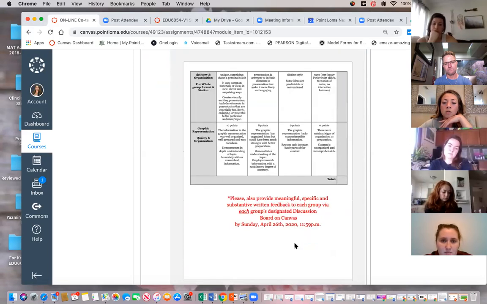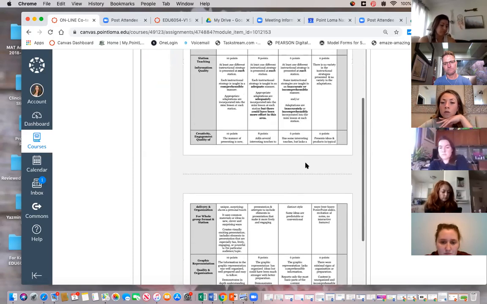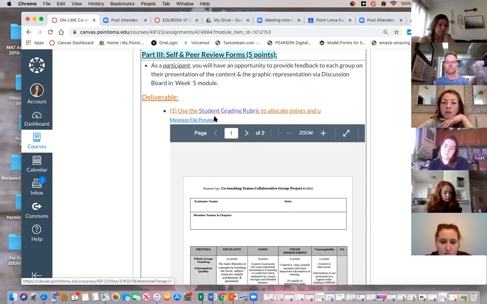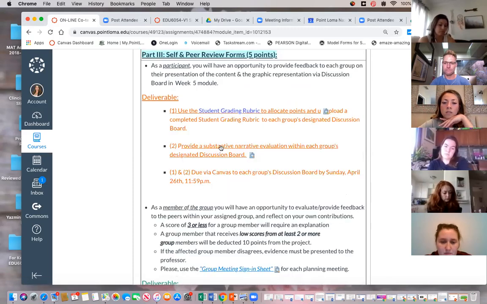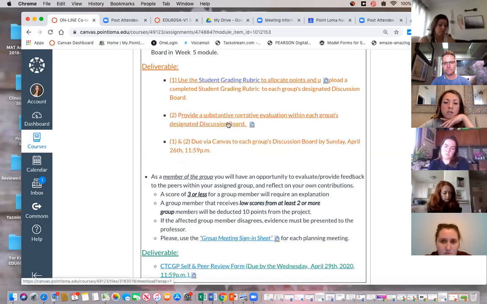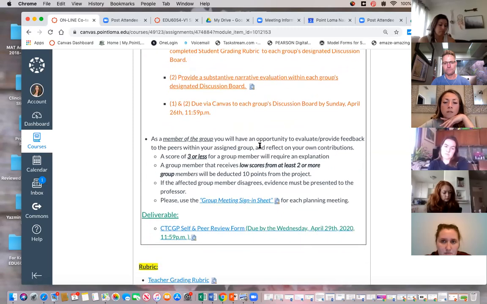And then here I give you a reminder that we want meaningful, specific, and substantive written feedback within each group's designated discussion board. So that's where you're going to type in all your feedback. This is just for numerical evaluation on your behalf. So that's the student rubric for you to see. And then the other part is giving feedback on the discussion board, and both of those are due by Sunday, April 26th at 11:59 p.m.